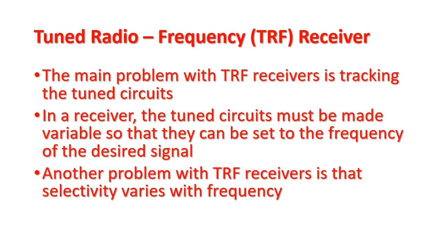The main problem with TRF receivers is tracking the tuned circuits. In a receiver, the tuned circuits must be made variable so that they can be set to the frequency of the desired signal. Another problem with TRF receivers is that selectivity varies with frequency.